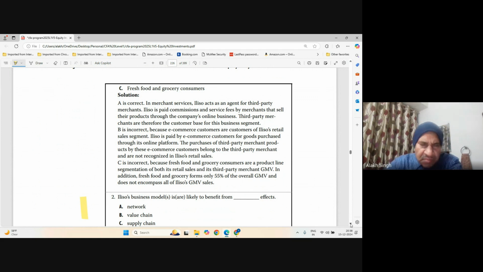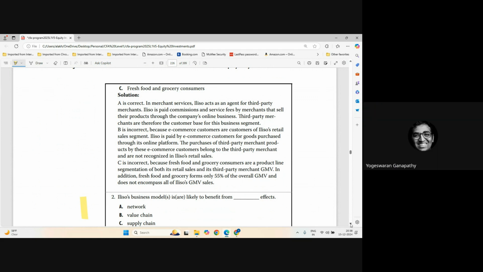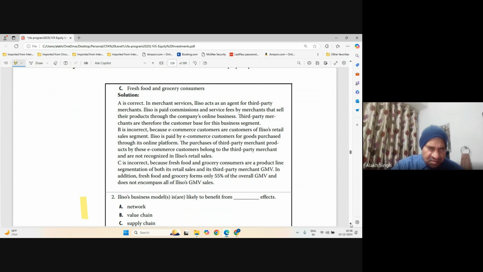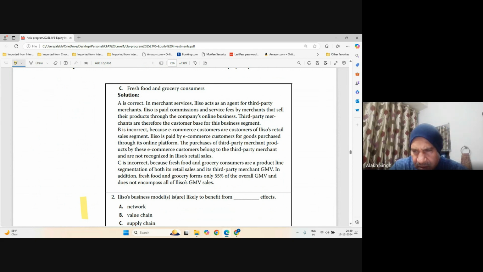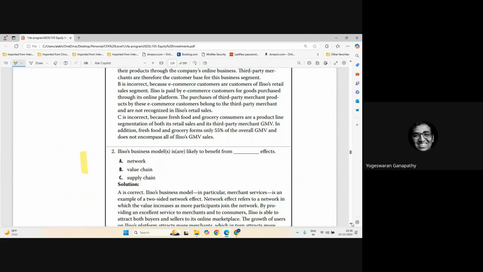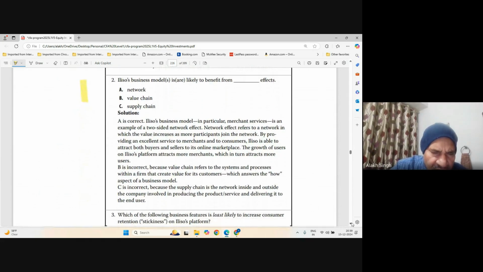Okay, you read question number 2. Yes, sir. Eliso's business model is likely to benefit from dash effects: network, value chain, supply chain. So which one is in the model? Sir, like if more people use it, then it's beneficial. So it's like network. Very good. Network. All the third-party merchants will also. Yes, sir, that is network. They are using the network.